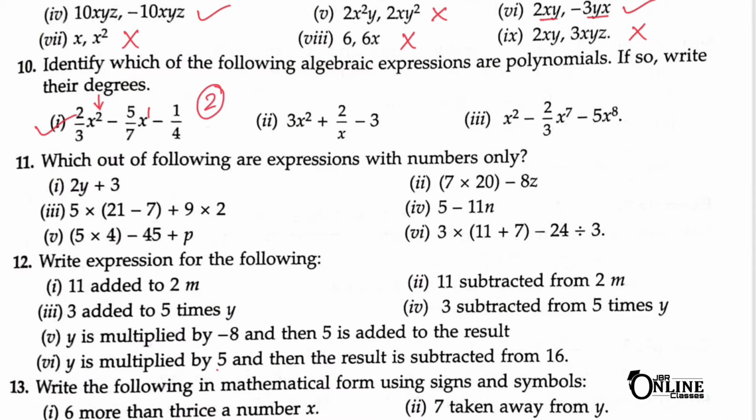Next one, as here x to the power 2, this one is positive, but here 2 by x, so 2 by x means x to the power minus 1. Okay, 1 by x means x to the power minus 1. As here is a negative power, it's not a polynomial. Next one, here x square, then x7, x to the 8, all are positive, so it will be a polynomial, and here the highest degree is 8, so the degree of that polynomial is 8.